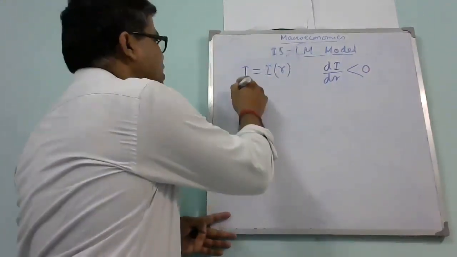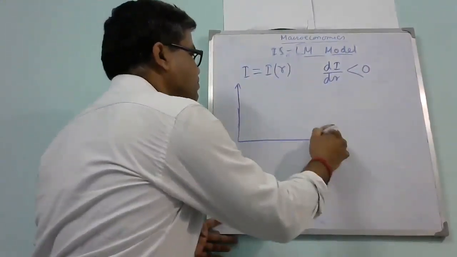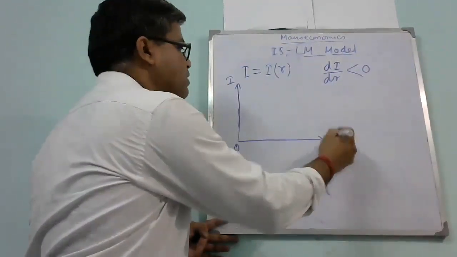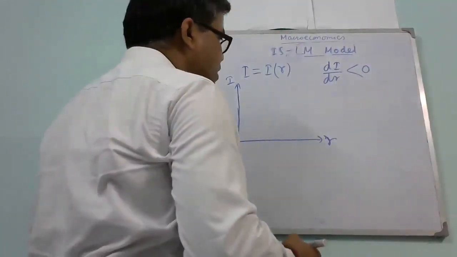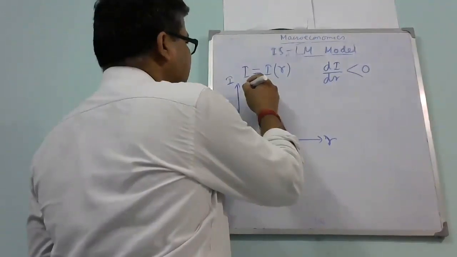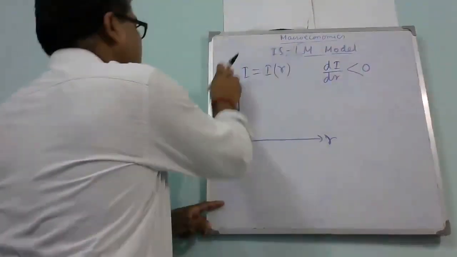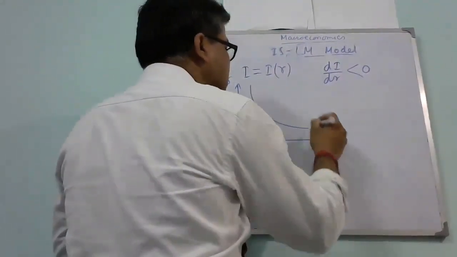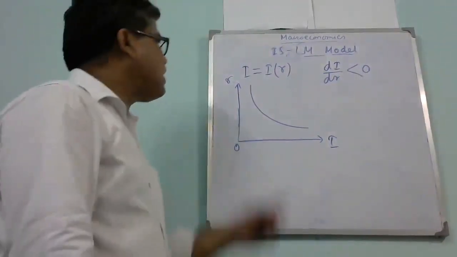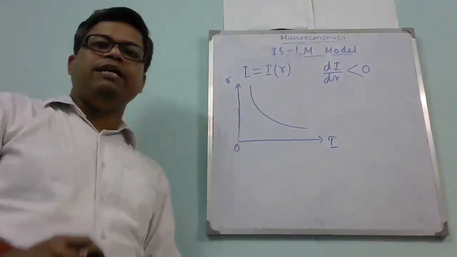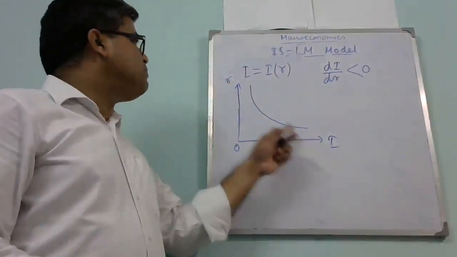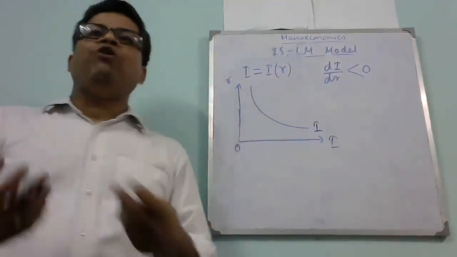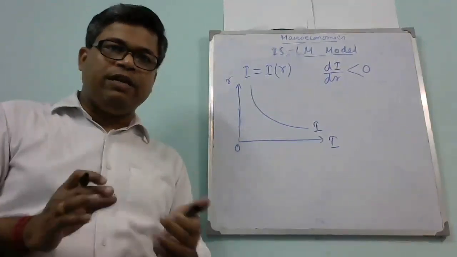And if we draw the diagram of this, here we will consider the I, and here the rate of interest. So this would be the inverse relation between the rate of interest and I, that gives the downward or negative relationship, that gives the downward sloping investment curve. Any inverse relation will always give a downward sloping diagram.